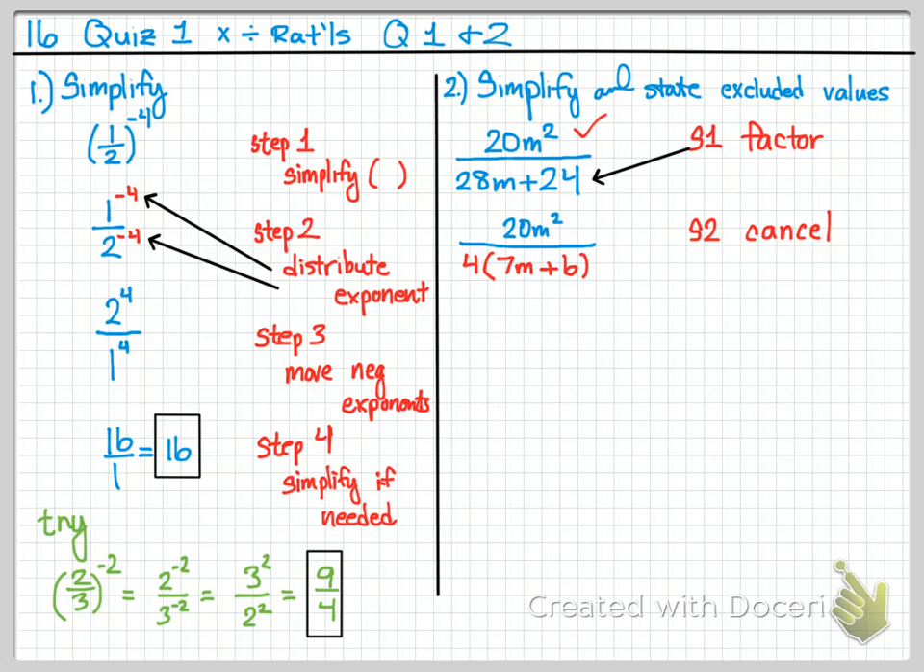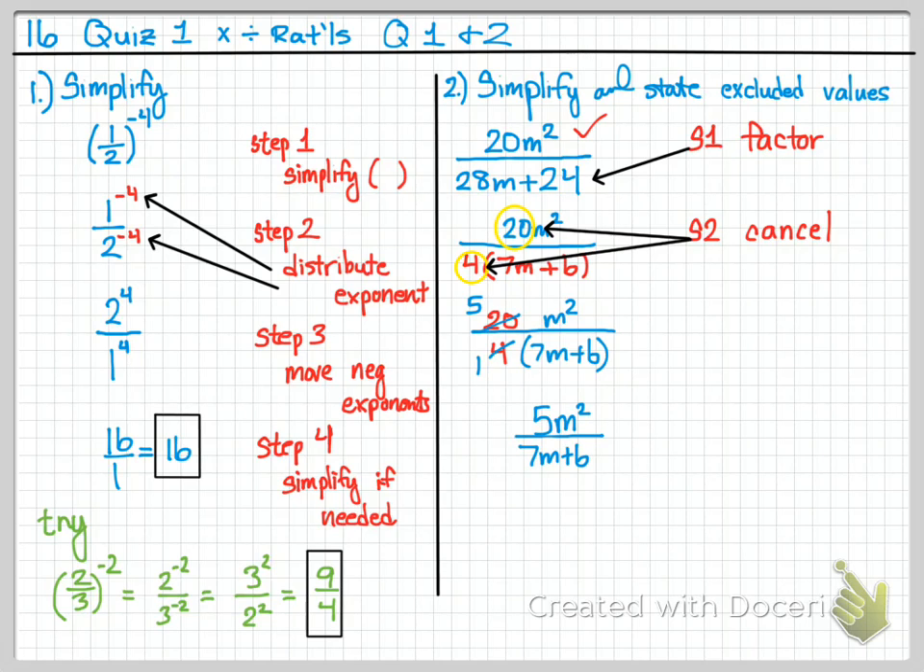Step 2, let's cancel. Actually, I know step 2 should be excluded values, but when I wrote this, I didn't do it right, so I made a mistake, but I'm going to fix it. Let's cancel things out. There's no other m squared, there's no other 7m plus 6, so what we have here, though, is a 20 and a 4. So we can cancel those two. 20 over 4. They're both divisible by 4. 4 goes into 20 5 times. 4 goes into 4 once. So we're left with 5m squared in the numerator and 7m plus 6 in the denominator.